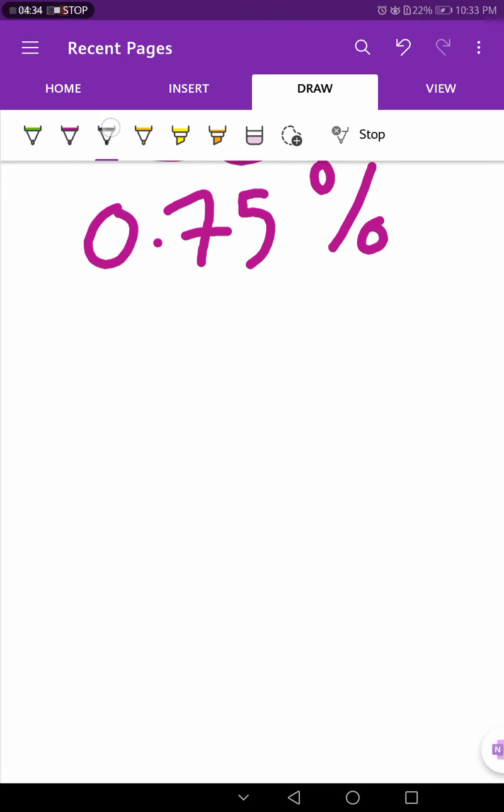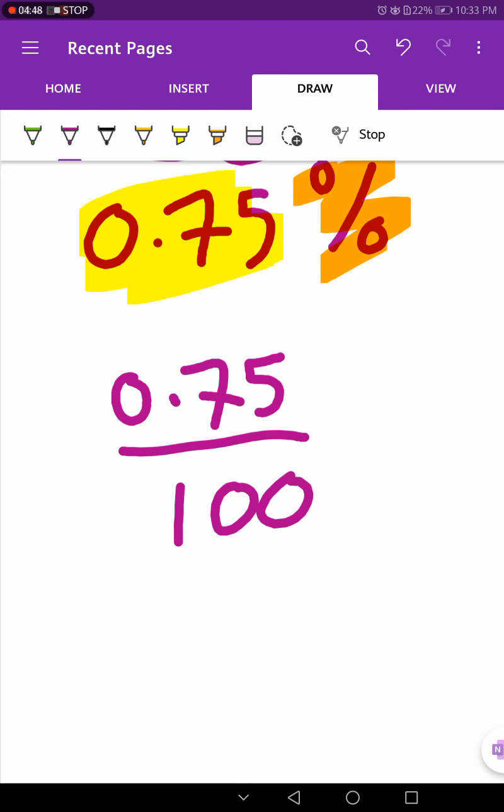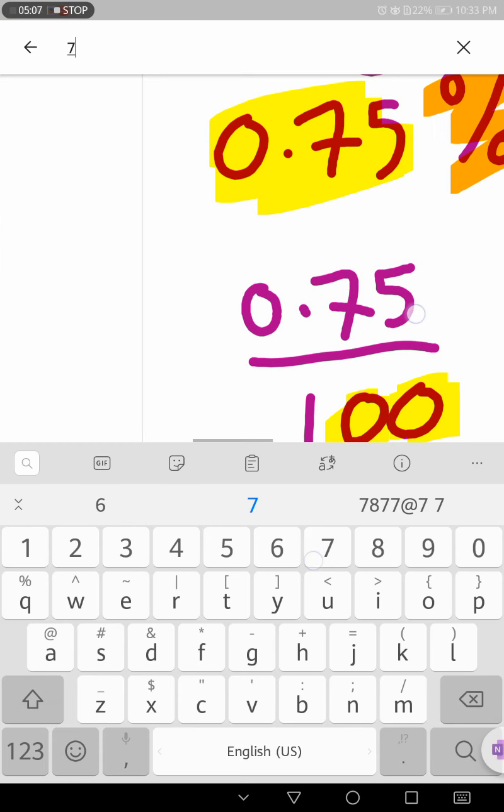So I write this. You see? Now I apply what I learned. This number is over 100 because of this. Okay, now write it 0.75 over 100. Yes. Now I have to release or cancel the 100. How do I cancel 100? By moving the decimal point to the left the same number of digits.